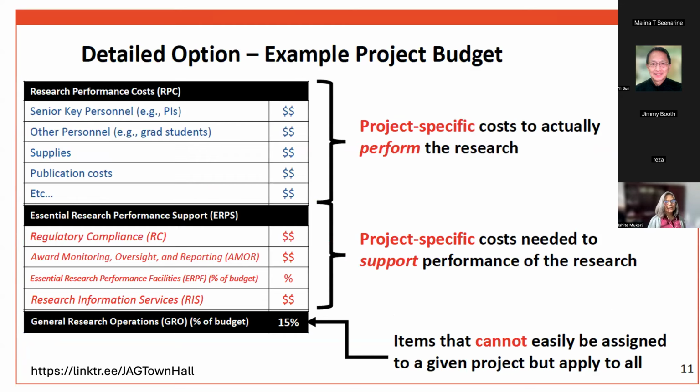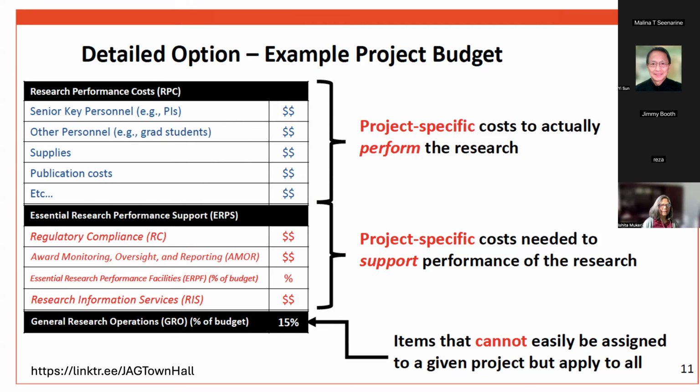Okay, so this is what this would actually look like, where here we have the research performance costs. So this is what you would normally be filling out for your proposal budget, right? So it's how much you're paying your senior key personnel, your other personnel, how much you need for supplies, publication costs, travel, and so on. So this part remains essentially the same.